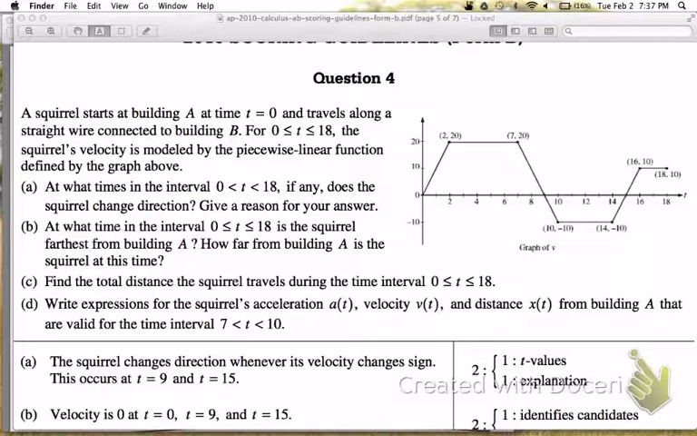So you get 2 points for that. You get 1 point for saying that it occurs at 9 and 15, and 1 point for the explanation of the fact that the squirrel changes direction whenever its velocity changes sign. So from positive to negative, or vice versa from negative to positive.